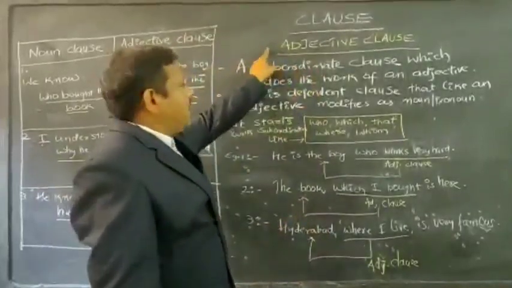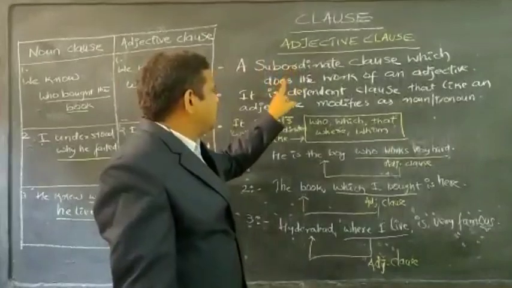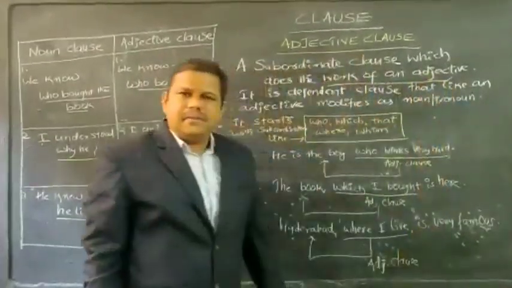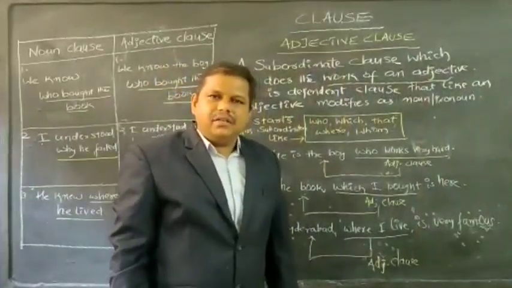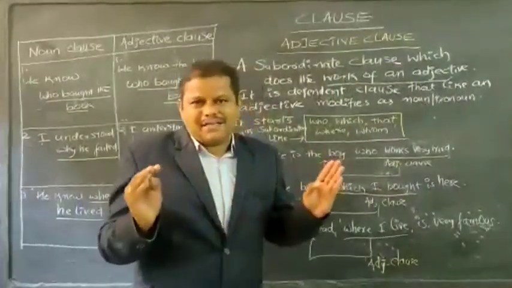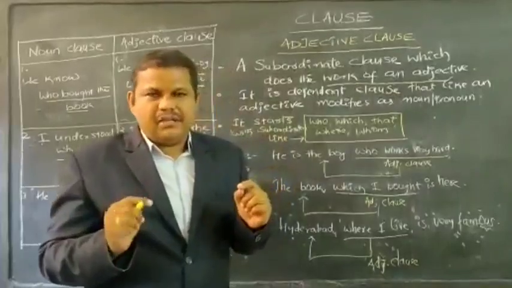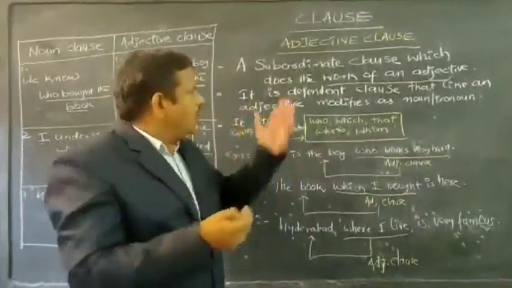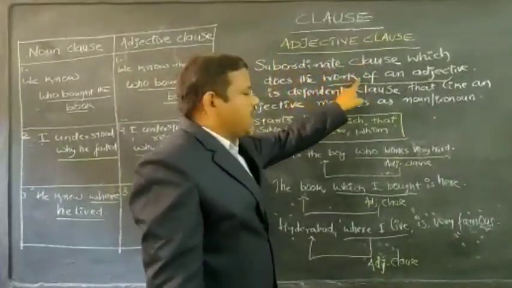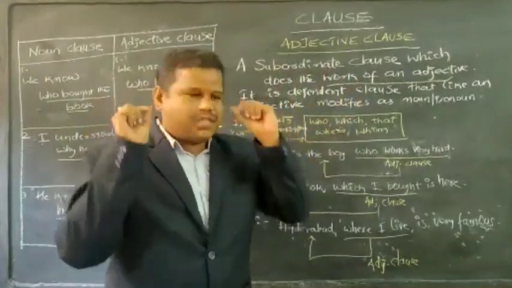So, students, what is an adjective class? An adjective class is a subordinate class which does the work of an adjective. In the previous class I said that you have to have good knowledge of all the parts of speech. First, you need to identify the parts of speech. Then easily we can do all these different topics. It is a subordinate class which does the work of an adjective.